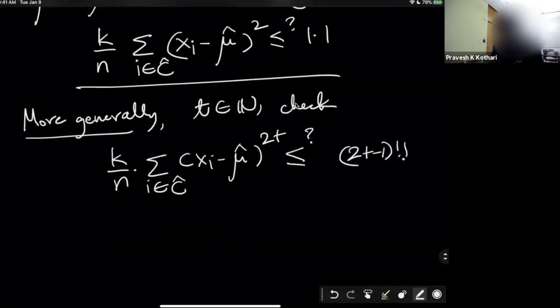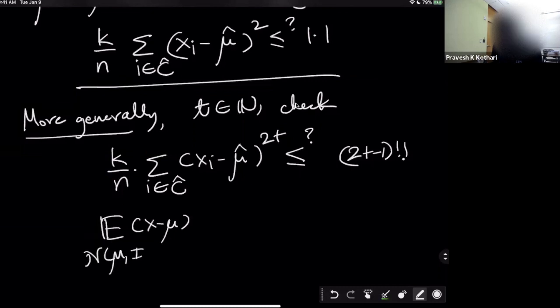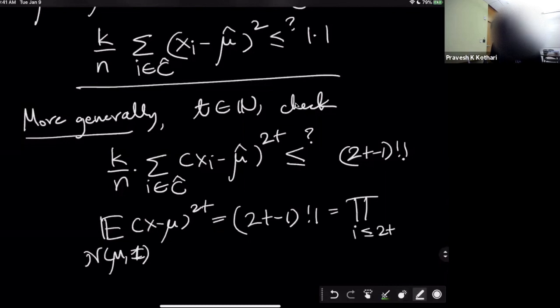All that matters is that for a standard Gaussian with mean mu and variance 1, this number is in fact exactly equal to 2t minus 1 double factorial, which is just the product of all odd numbers less than 2t. Okay, and so it's a product of about t numbers. So it's not a surprise that it grows as about t to the t.